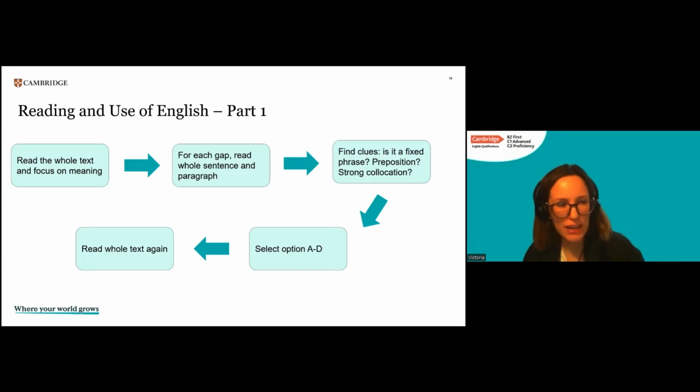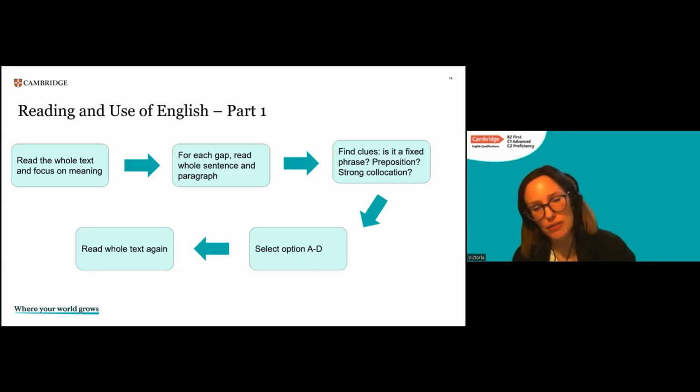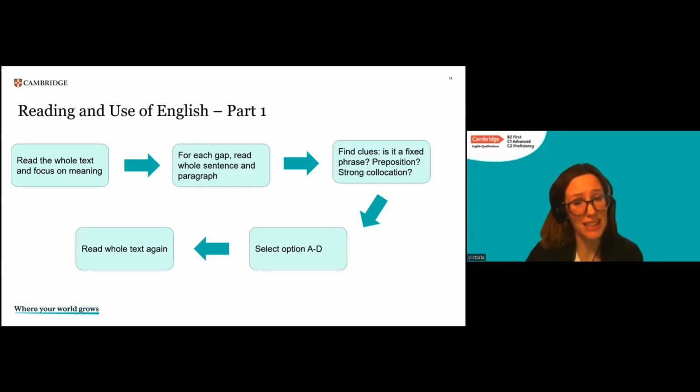Once you have filled in all the different gaps, it's important that you read the whole text again to make sure that what you've written makes sense and the text flows.